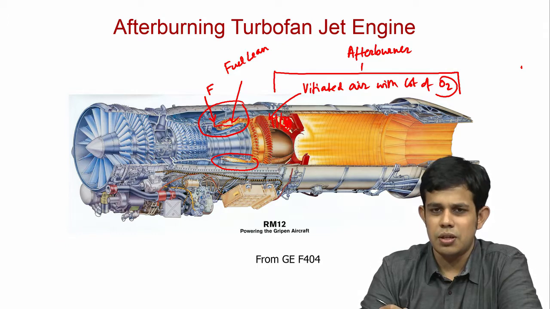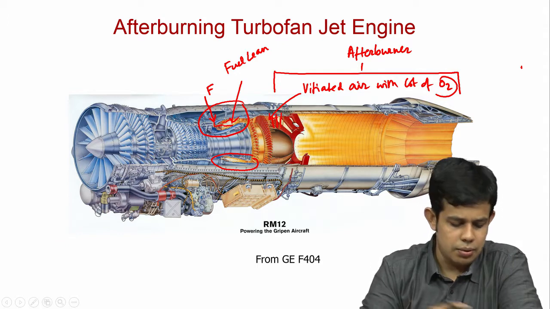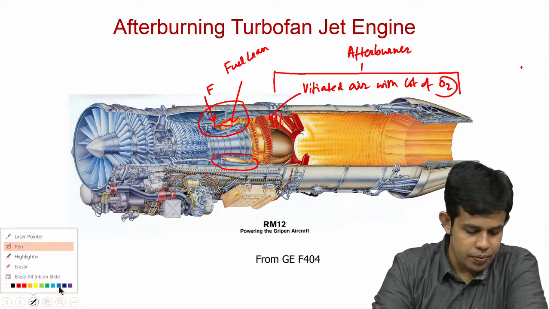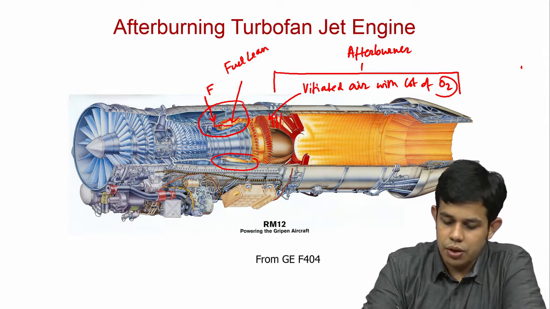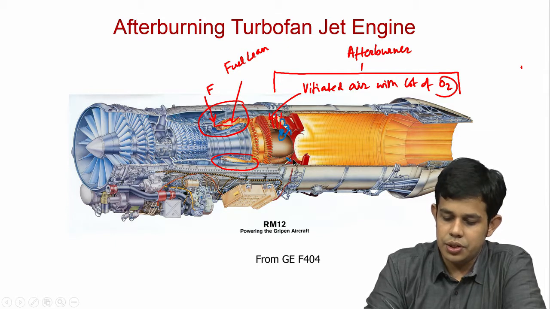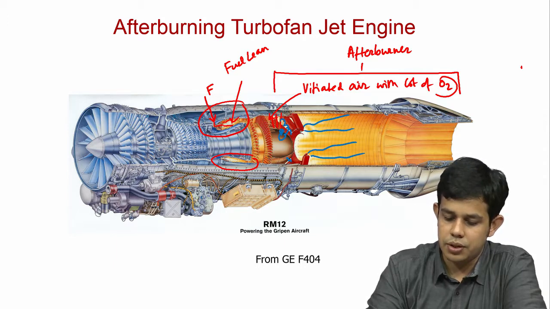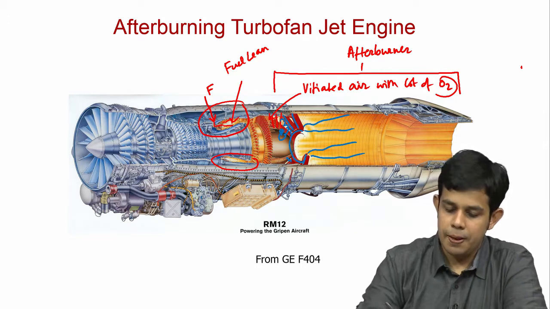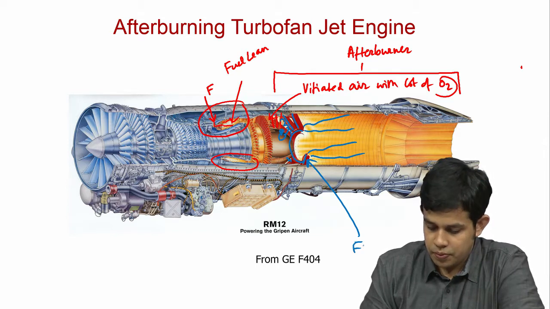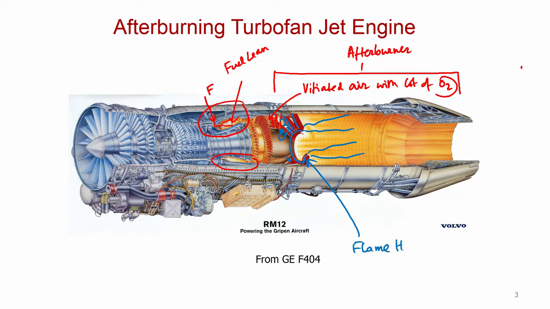This fuel mixes with the air here, and in these regions the flame can be stabilized like this. These are the V gutter afterburners you see here. These are essentially the flame holders. The flame is in the wake region of this bluff body flame holder, and the flame is stabilized. Then of course you expand it through a nozzle to develop the thrust.